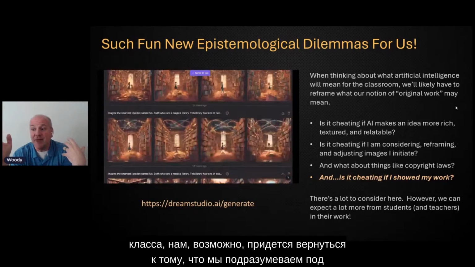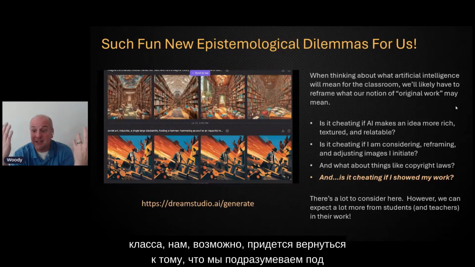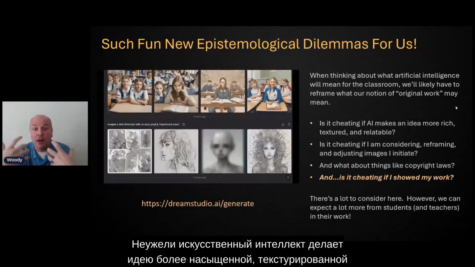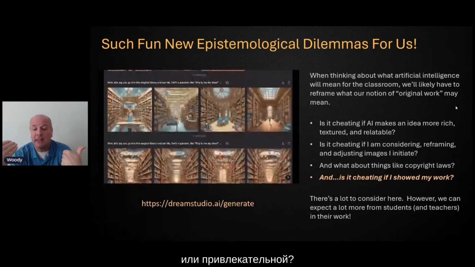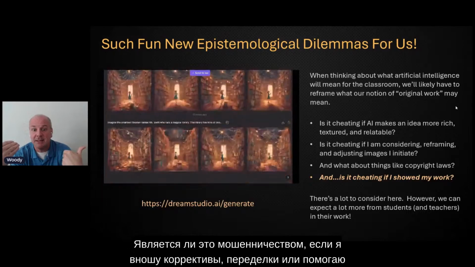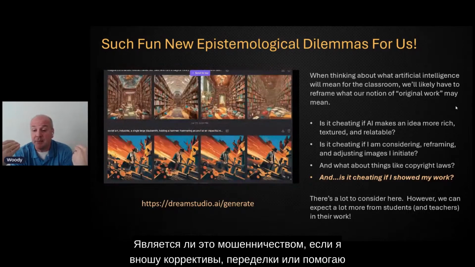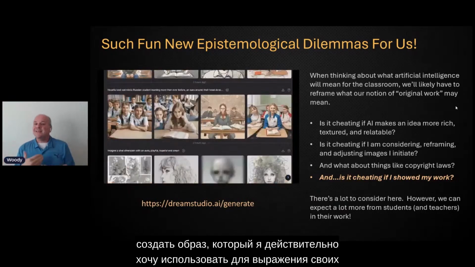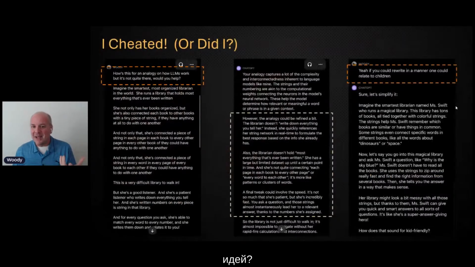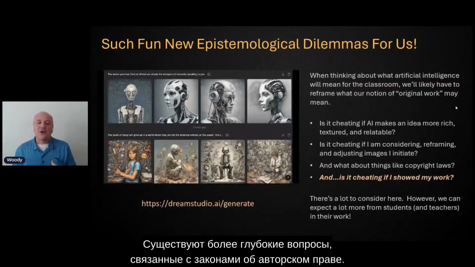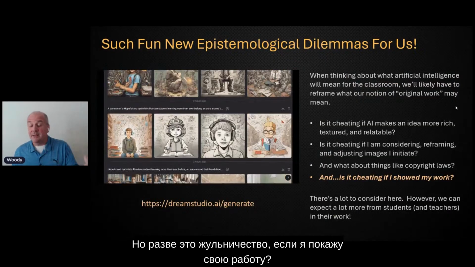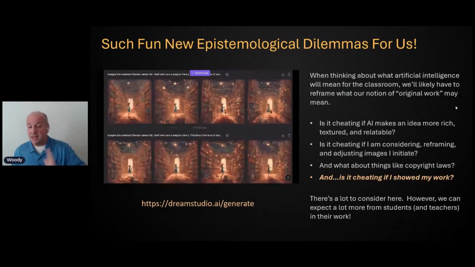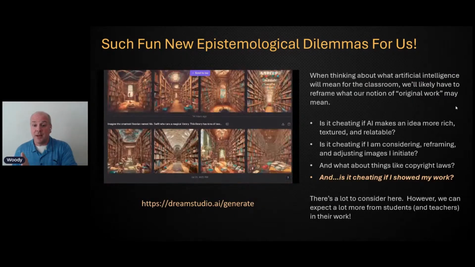So is it cheating if AI makes an idea more rich or textured or relatable? Is it cheating if I'm adjusting or reframing or helping build an image that I really want to use to express my ideas? There are deeper questions to think about around copyright laws, but is it cheating if I show my work? There are lots of different approaches, like Ethan Mollick suggests, like I've used with some of the people that I've taken through this kind of generative AI-based educational process.